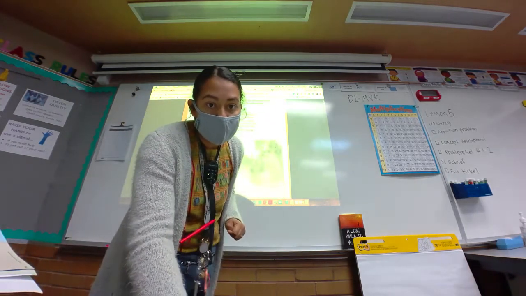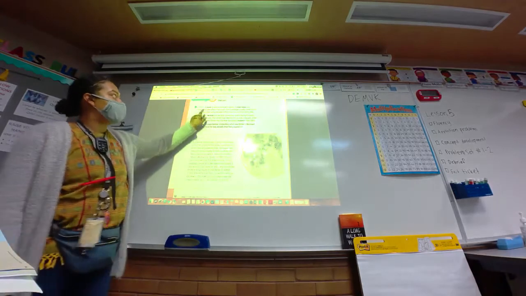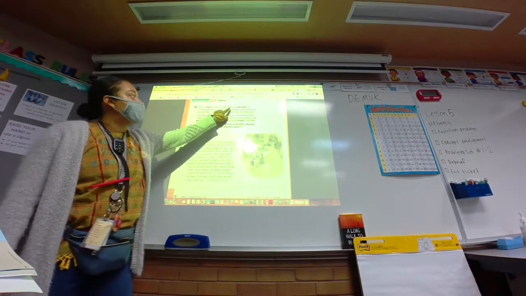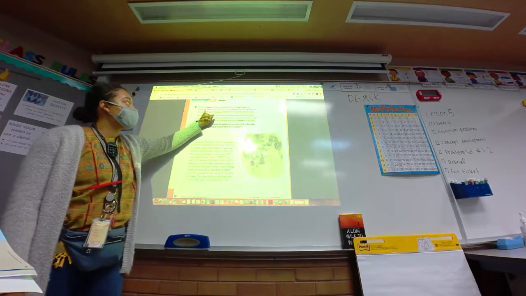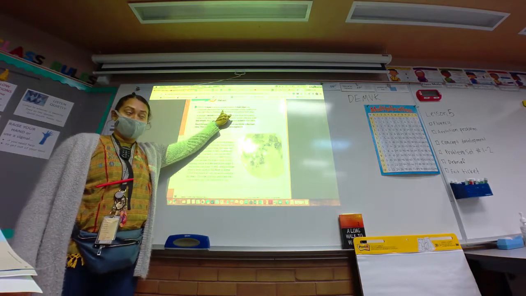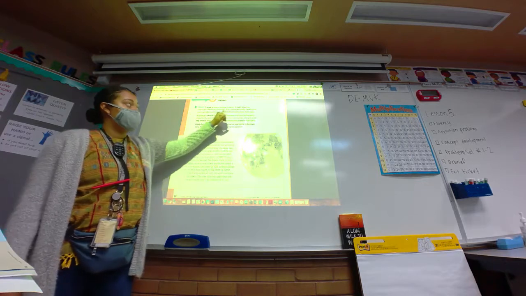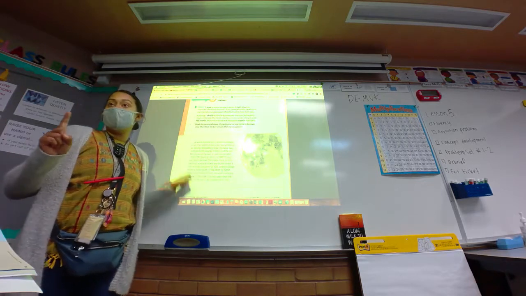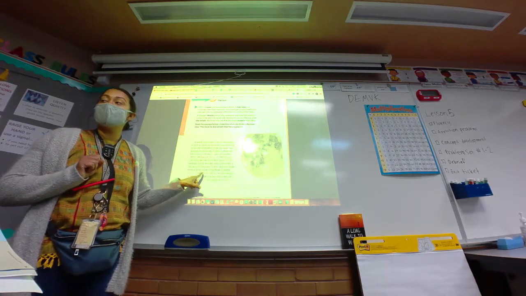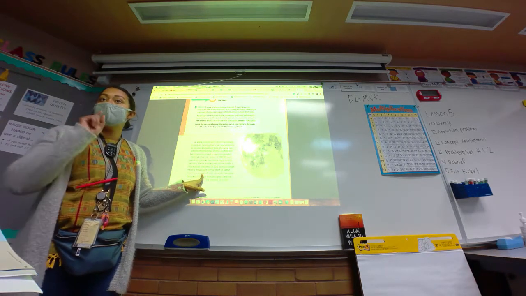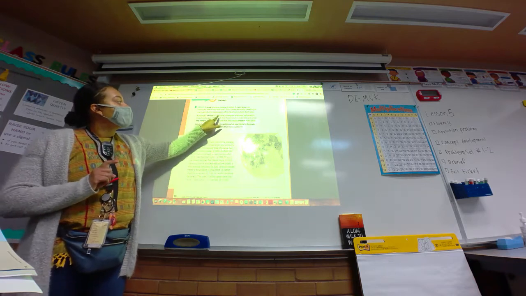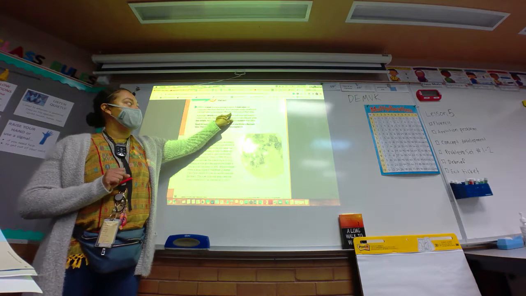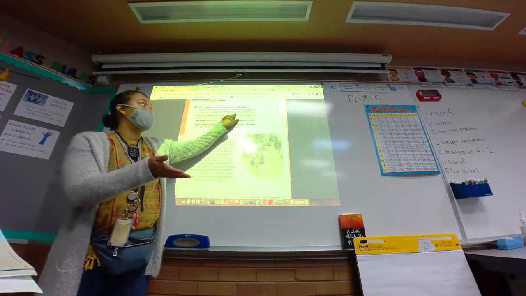Okay, so next part. Read. A topic is what a passage is about. A main idea is an important idea about the topic. Short passages usually develop just one main idea. So here we have a short passage. So how many main ideas should we have here? Just one. Good. Long passages often have two or more main ideas.